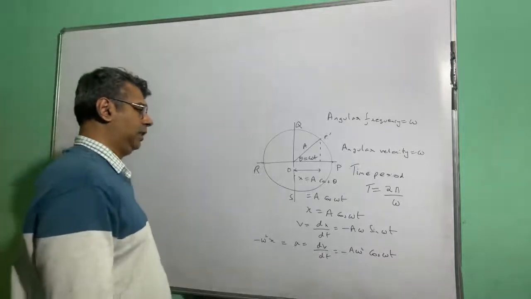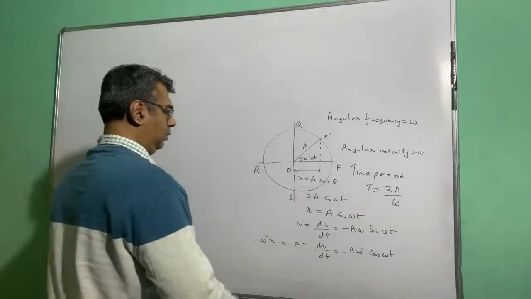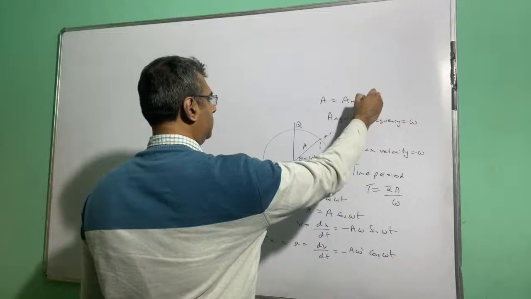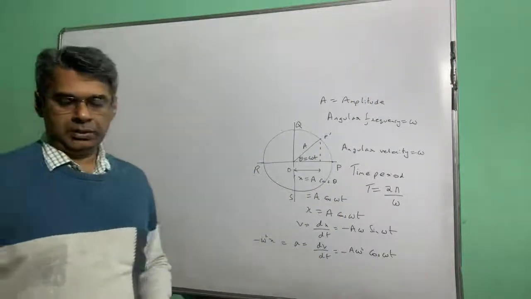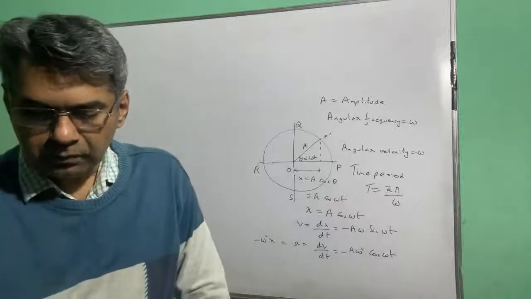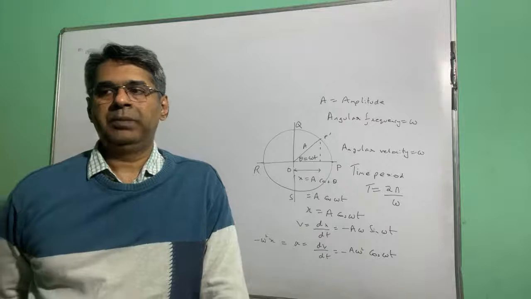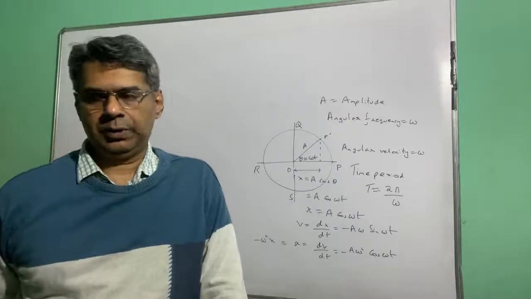So omega is the angular frequency, T is the time period, okay, and what is capital A? Capital A is called amplitude. Capital A is synonymous with the maximum displacement from what we call the mean position or the equilibrium position.